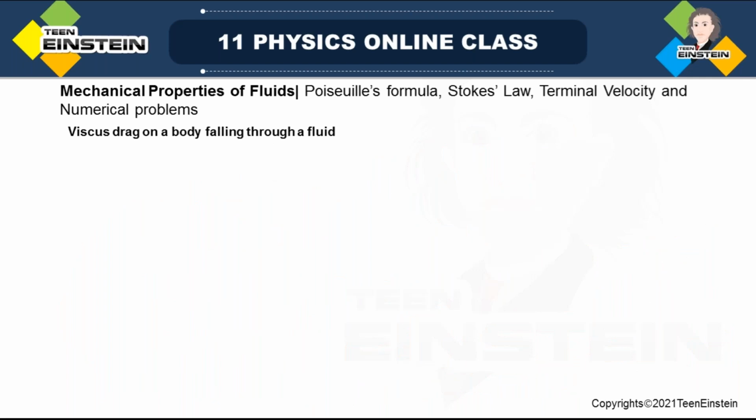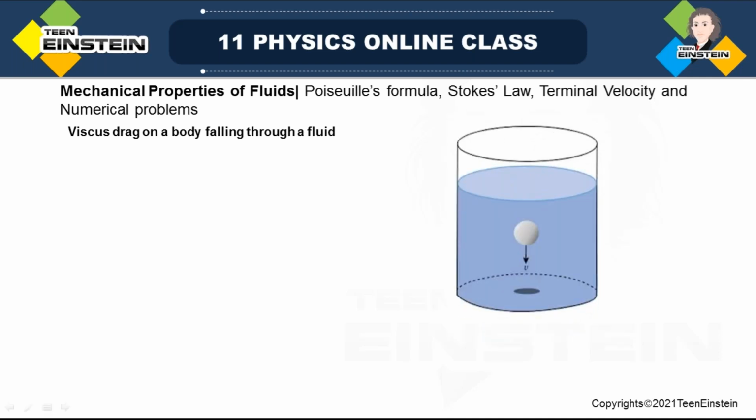Viscous drag on a falling body. From our practical experience, you might have seen that if you drop any object on the top surface of a liquid, then when it moves with a certain velocity within the liquid, the motion of that object is actually slowing down, or retarding.